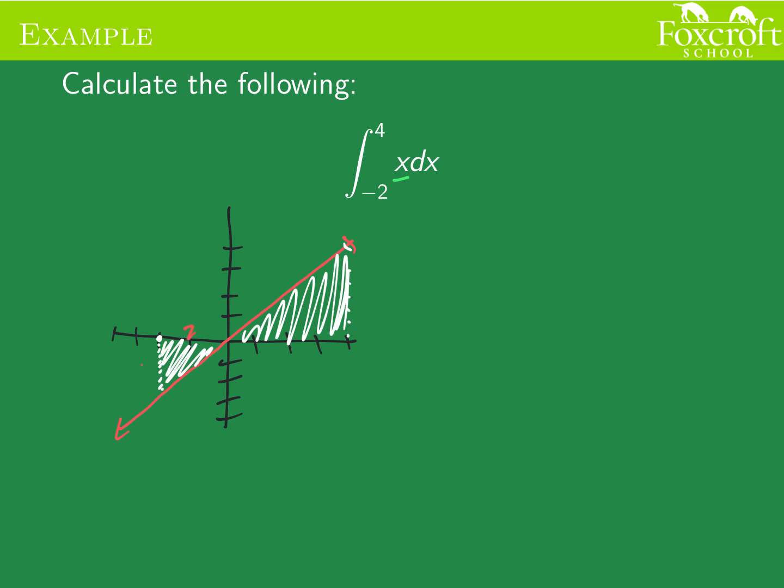This is a 2 by 2 triangle, which means when I find the area, that's going to be -2. So that's a -2 area because there's an area 2 below the x-axis. Here's a 4 by 4 triangle, so that area is going to be 8. And again, since it's above the x-axis, it's going to be a positive area. So I have a +8 triangle, a -2 triangle. Those combined give me an area of 6.